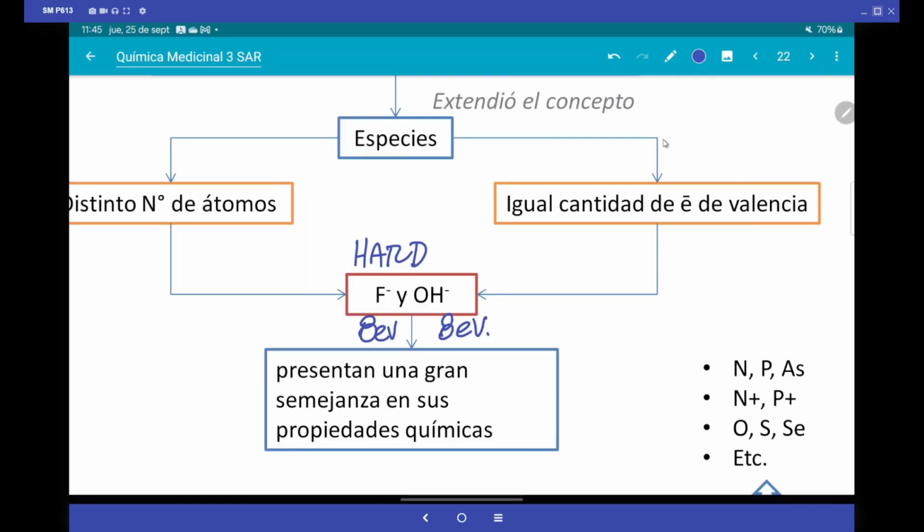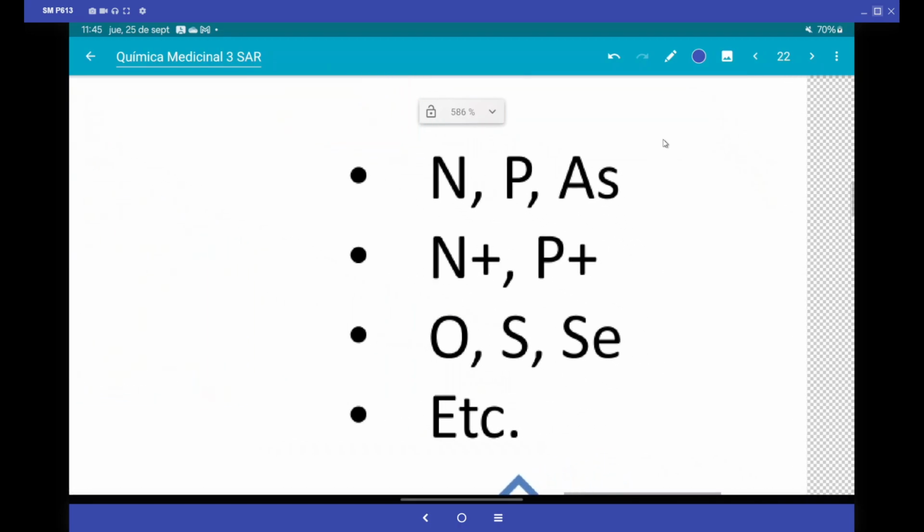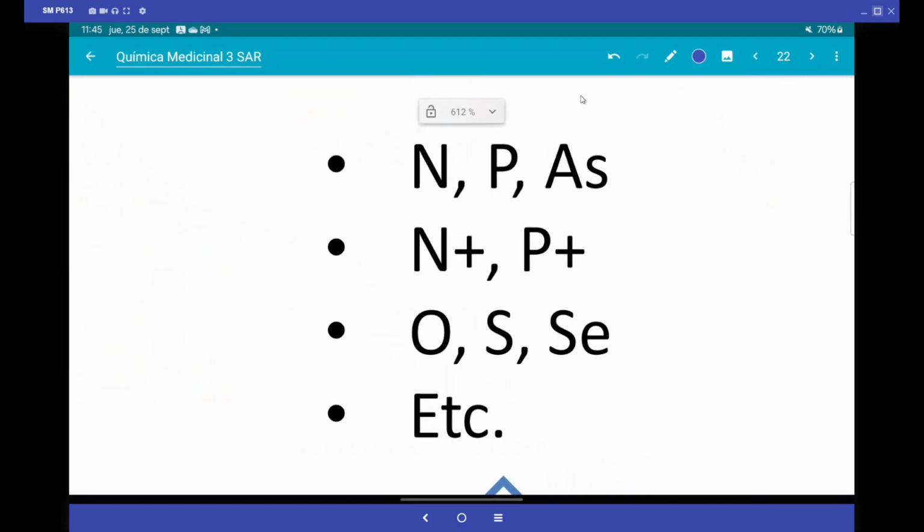In the same way, if we expand these ideas, we can say that these are isosteric atoms, but we already know that it is very difficult to replace nitrogen with phosphorus, because phosphorus adds toxicity to the compound, and arsenic even more. Formerly, there were drugs with arsenic that were antibiotics, but they were stopped being used for obvious reasons. Also a positive nitrogen would be isosteric of a positive phosphorus. Oxygen is electronically isosteric of sulfur and selenium.